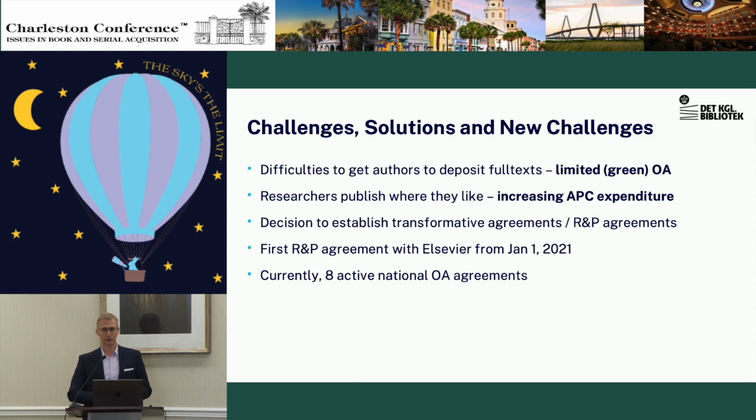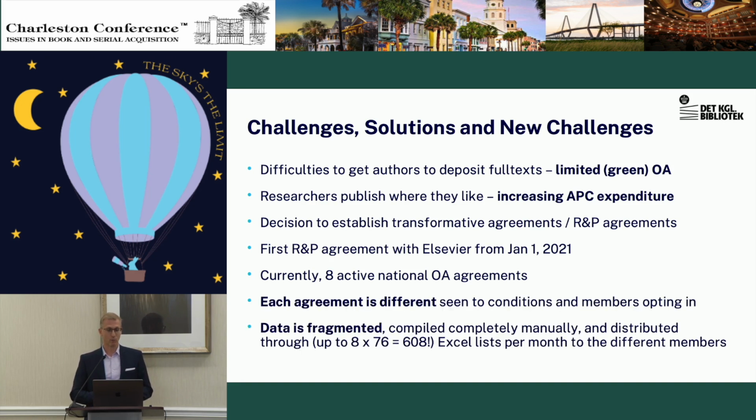Or read and publish agreements, we should probably rather call them. So since 2021, more and more national agreements have been established, and there are 8 active national OA agreements for the moment. And this leads to other challenges. One part is that each agreement is different. There are not identical conditions, and not all members opt into all agreements. So it's difficult to know who is actually entitled to what.